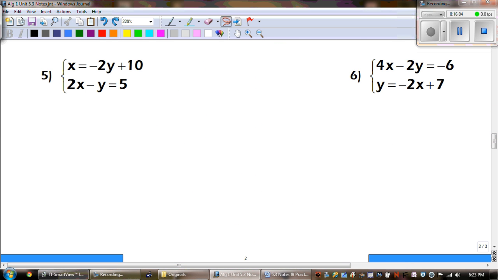All right, number 5. How comfortable do you guys feel? Do you think you can do step 1 and step 2 completely? Yeah, why don't you try it? You're going to find the variable that's by itself, plug it in, and solve. Then we'll solve the last one together. Go ahead and pause the video, and good luck.